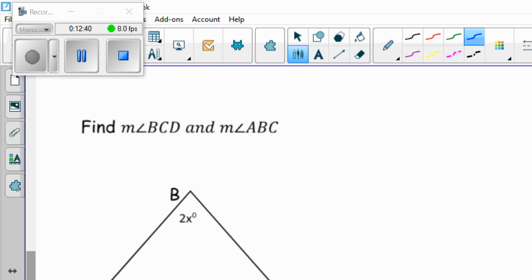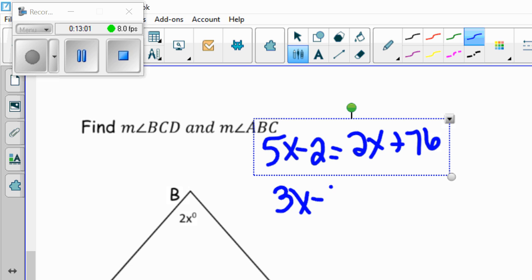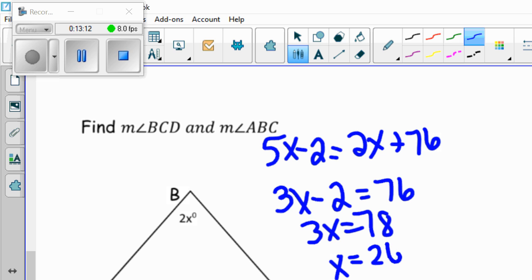All right, find the measure of angle BCD and the measure of angle ABC. Again, I have an exterior angle out here, 5x minus 2, and my two non-adjacent interiors. So 5x minus 2 equals 2x plus 76. I'm going to get all of my x's on the same side, so I'm going to subtract 2x over, so I get 3x minus 2 equals 76. Move my 2 over, I get 3x equals 78. And finally, divide by 3, so x is equal to 26.